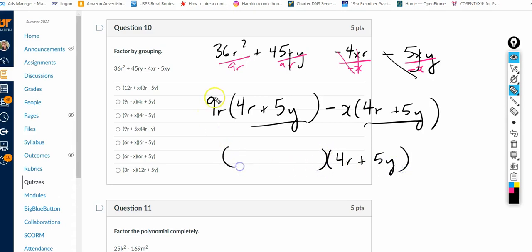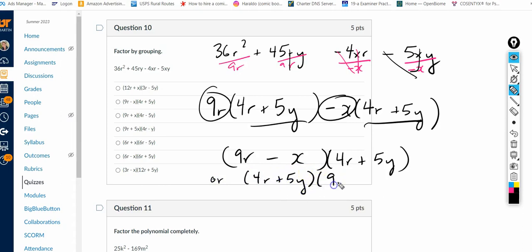And so what's going to be left over? That and that. And the order does not matter. So we could have written it the other way around, which is fine. Either one. Okay, so it can't be that. 9r minus x and 4r plus 5y. I'm just making sure: 9r minus x and 4r plus 5y. I have found it, so I'm not even going to look at the other ones.